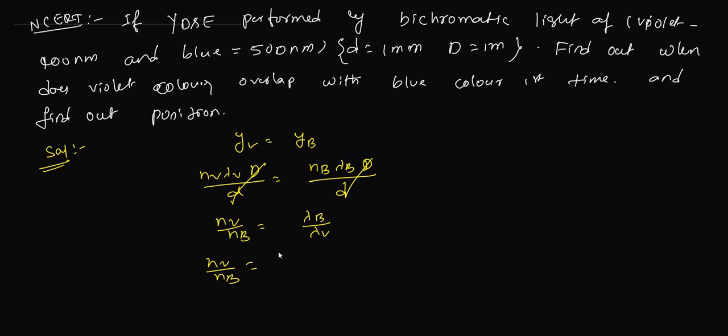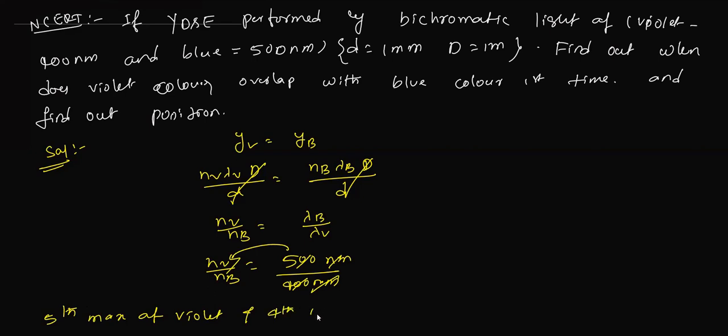How much did we get here? 500 by 400, 500 nm by 400 nm. Nanometers will get cancelled, the zeros will get cancelled. 5 by 4. That 5 by 4 indicates that we have to understand that the fifth maxima of violet and the fourth maxima of blue will coincide the first time.